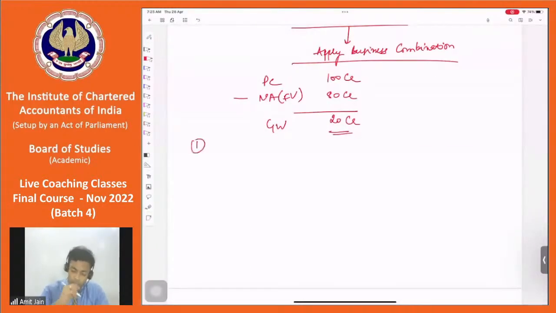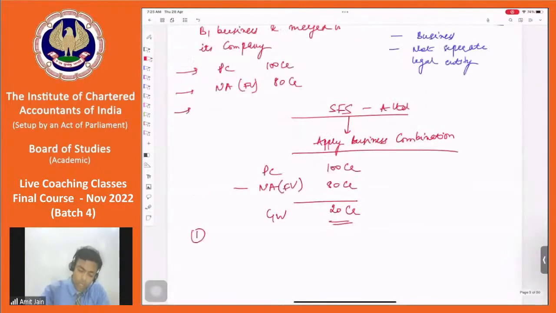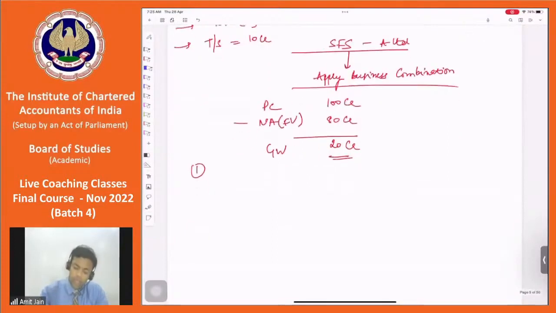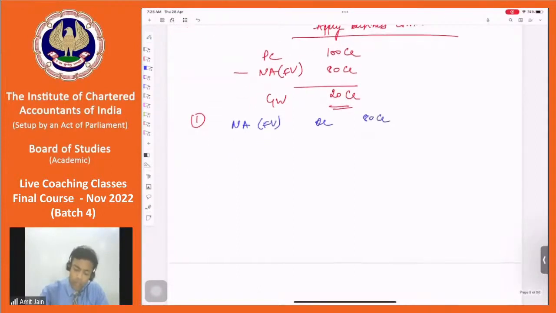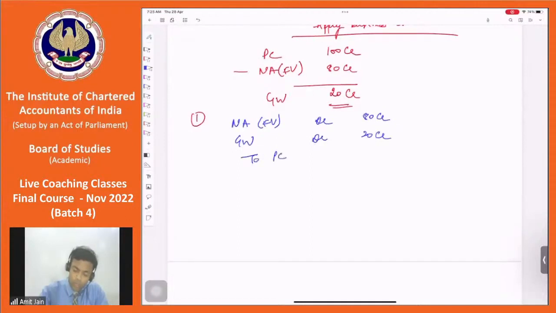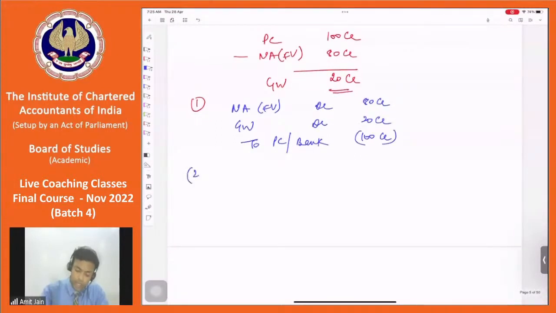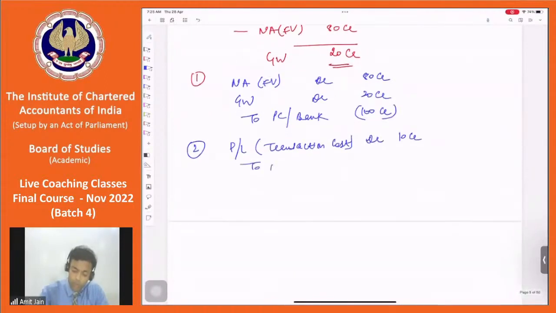Correct? The entry will be in the standalone, and let's say we add transaction cost of 10 crores, right? So what is my first entry? The first entry will be: net assets I have acquired at fair value 80 crores, goodwill debit 20 crores, to purchase consideration or bank 100 crores, correct? The second entry will be P&L debit transaction cost of 10 crores to bank.